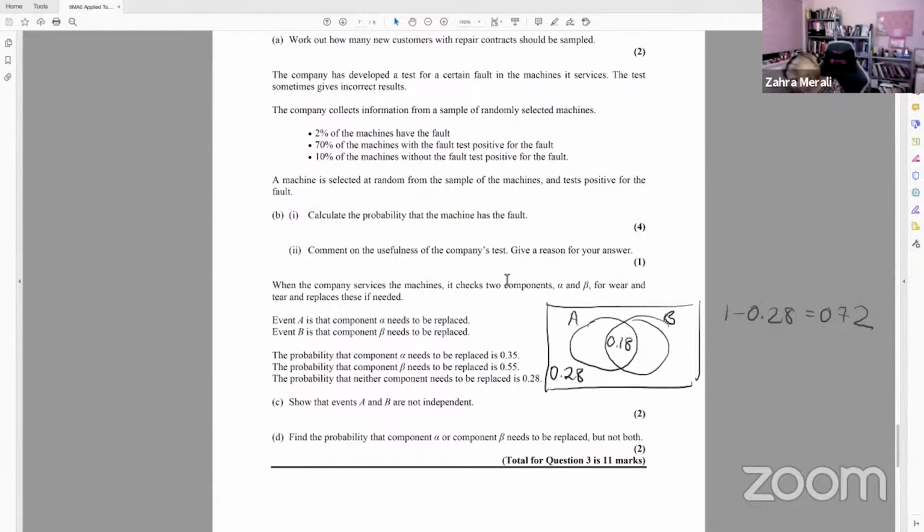So if I was going to fill this in, I get 0.17 and 0.55 minus 0.18, 0.37. So that's kind of what my Venn diagram looks like at the moment.